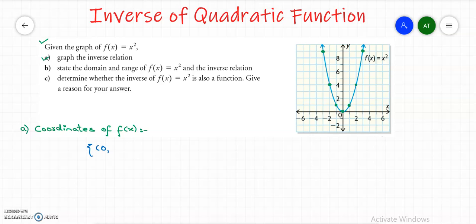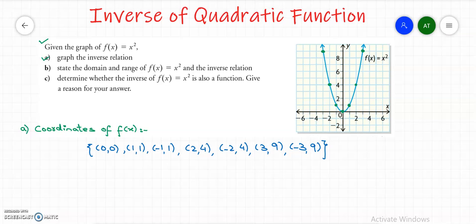It would be 0, 0. It is 1, 1, minus 1, 1, 2, 4, minus 2, 4, 3, 9 and minus 3, 9. So these are the coordinates of the function f of x.